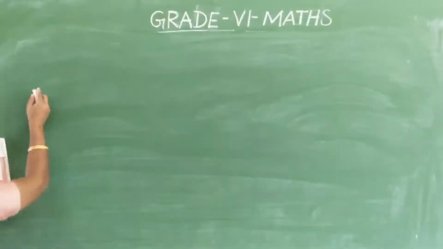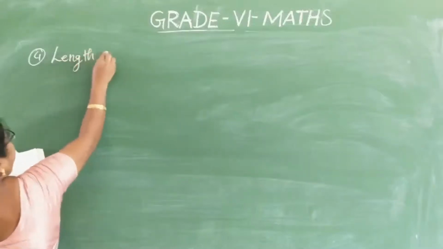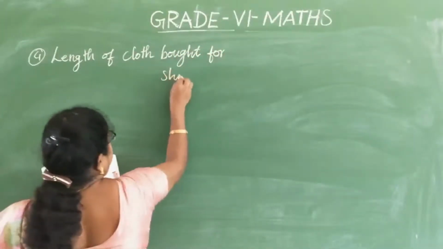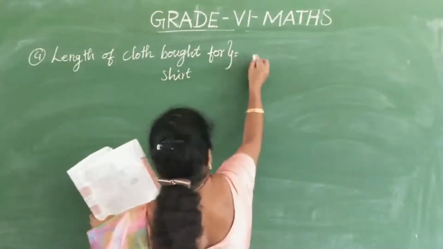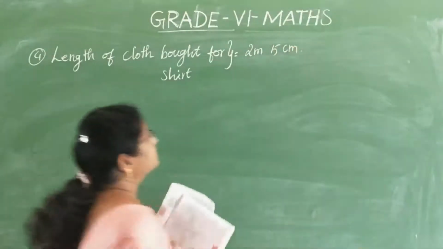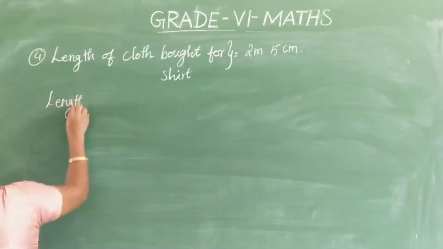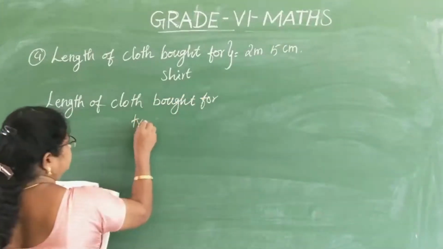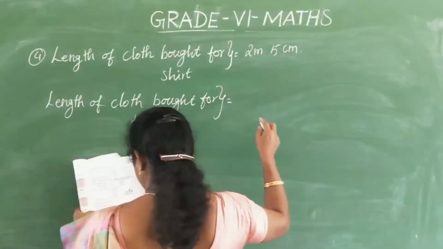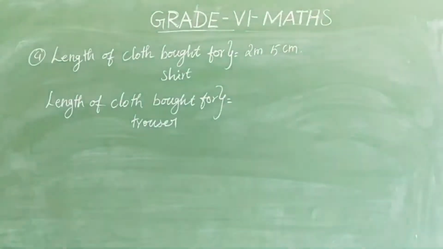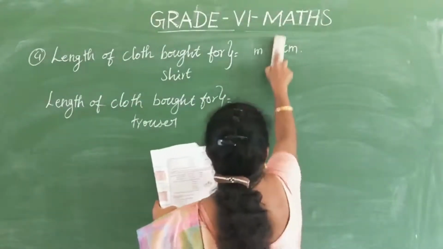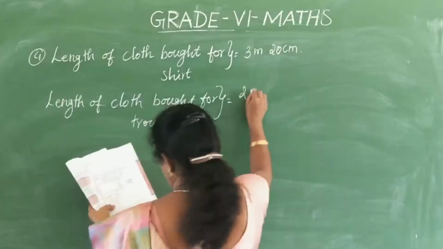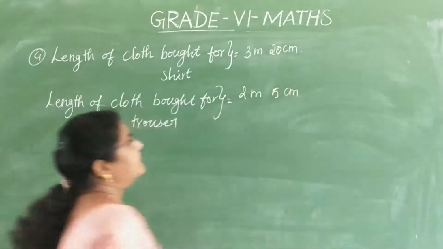Okay. Now, fourth question. Length of cloth bought for shirt. How much? 2 meter 5 centimeter. Now length of cloth bought for trouser equal to, sorry, this 2 meter 5 centimeter is for trouser. This is 3 meter 20 centimeter for shirt. Cloth for shirt. Here 2 meter 5 centimeter. Now we need to add this.